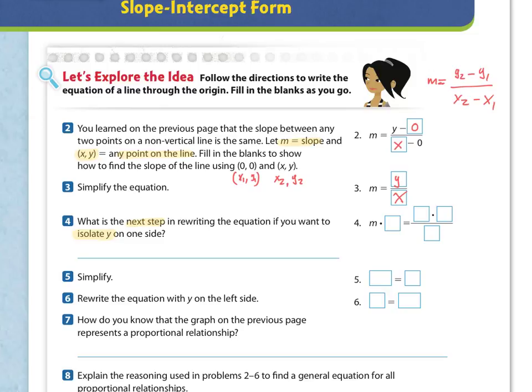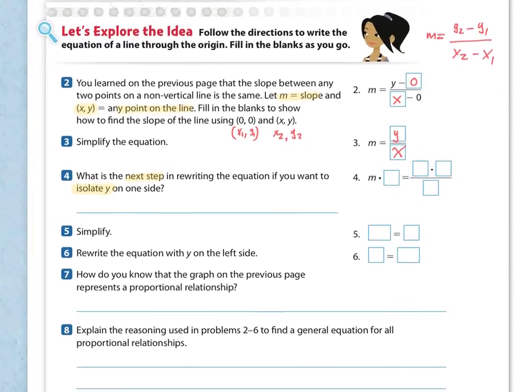Can somebody tell me what does that mean? What does isolate the variable mean? Kevin. Leave it alone. We're trying to leave y by itself. We're trying to leave it alone. How can I accomplish that? What do I need to do to be able to do that?